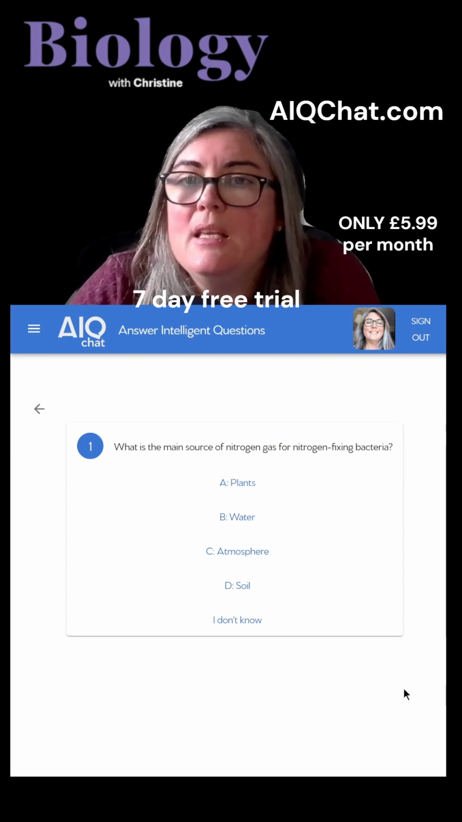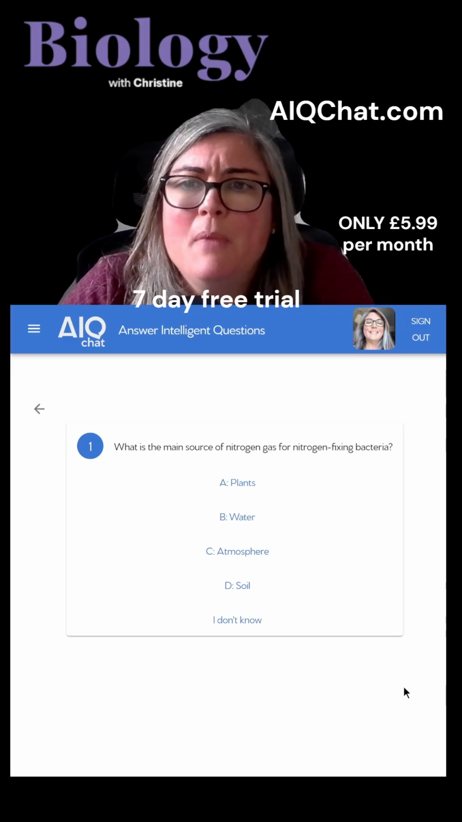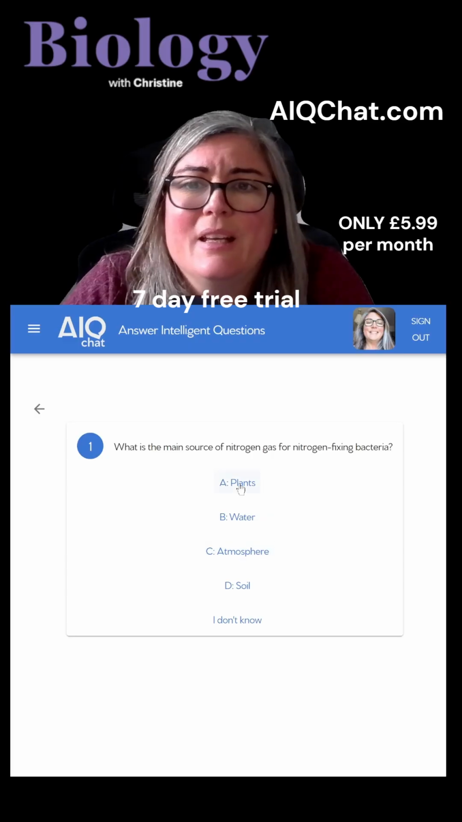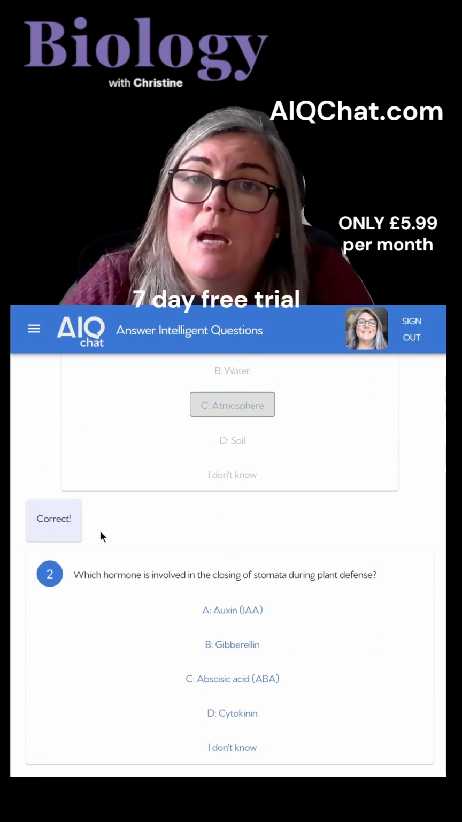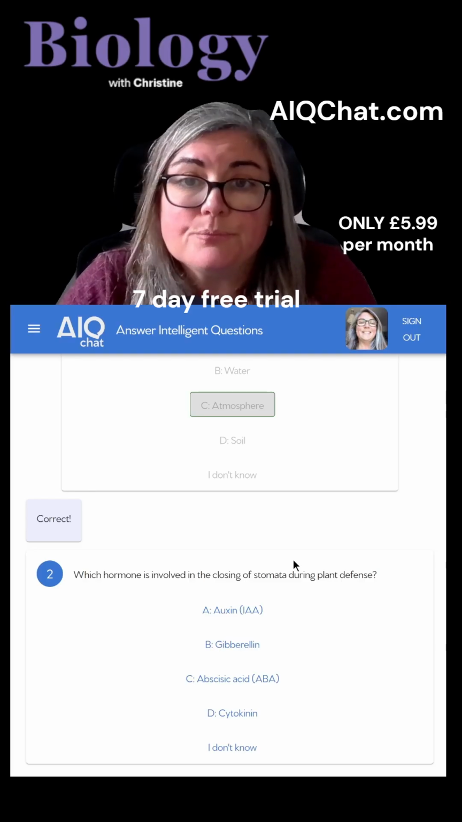So what is the main source of nitrogen gas for nitrogen fixing bacteria? Well, the main source for the nitrogen gas isn't the plants, isn't water, isn't soil, it's the atmosphere. So when I click on that, it's going to tell me, oh yes, I was correct. So now let's have a look at the next question.